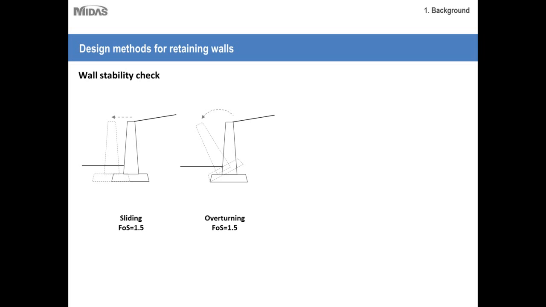Then we have the overturning check. Now again, the formula for the overturning check is pretty simple and straightforward. If the resisting overturning moments divided by the driving overturning moments give a ratio greater than 1.5 or more, we consider the wall to be stable.